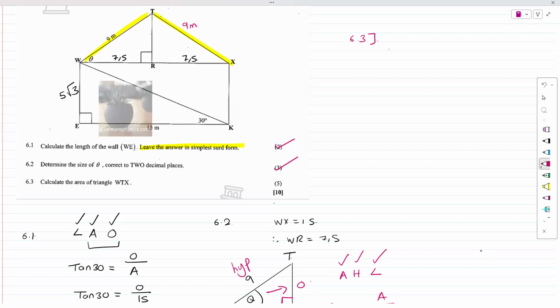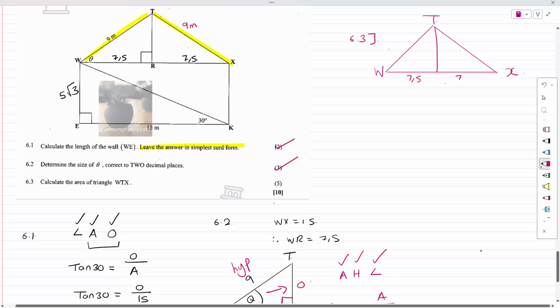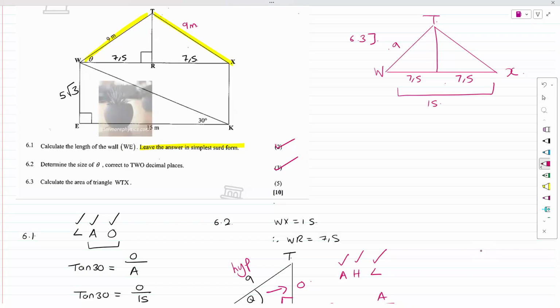So, they want the area of the triangle W, T, X. Where's W? There's T and there's X. So there's W, T, X, right? There's T there. That's fine. This is 15, or this is 7.5 and 7.5, which is equal to 15, of course. And this is 9, and that's 9.